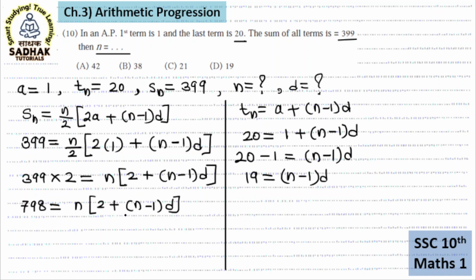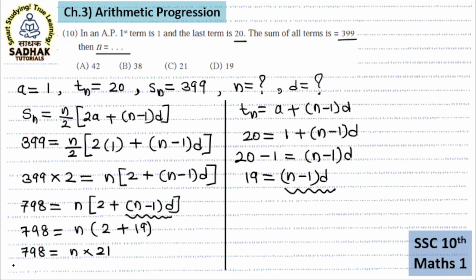Okay, so see, we have here n minus 1 d and here also n minus 1 d. So that is 19. We can substitute it here. So 798 is equal to n bracket 2 plus n minus 1 d is 19. So I am taking 19 here. Okay, so that will give us 798 is equal to n multiplied by 2 plus 19 is 21. Okay, so therefore n will be 798 divided by 21.